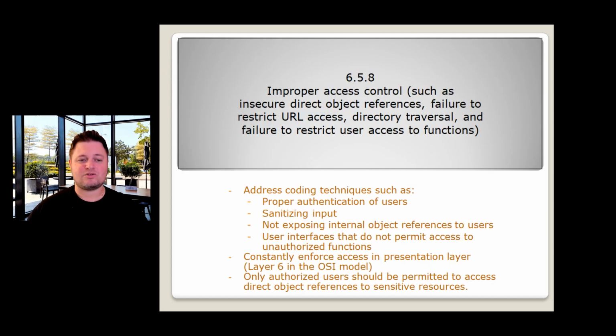Improper access control, such as insecure direct object references, failure to restrict URL access, directory traversal, and failure to restrict user access to functions. Basically, address it with coding techniques such as proper authentication of users and sanitized input. What that means, okay, hold on, let me back up a little bit. Improper access control, such as insecure direct object reference.